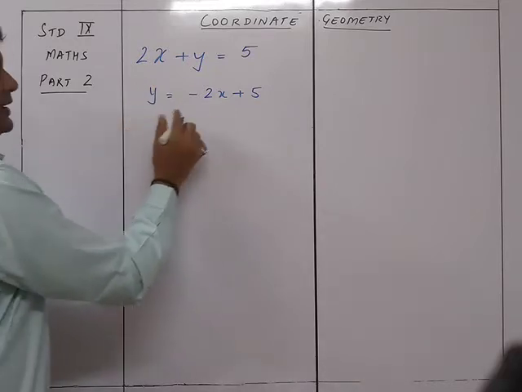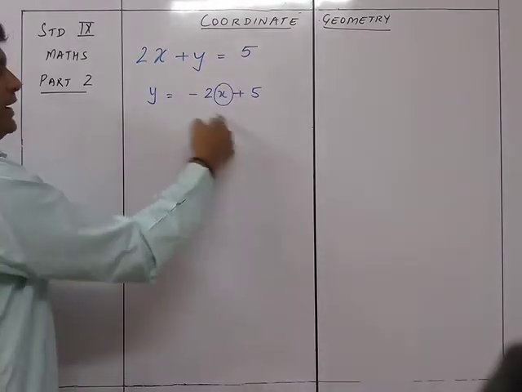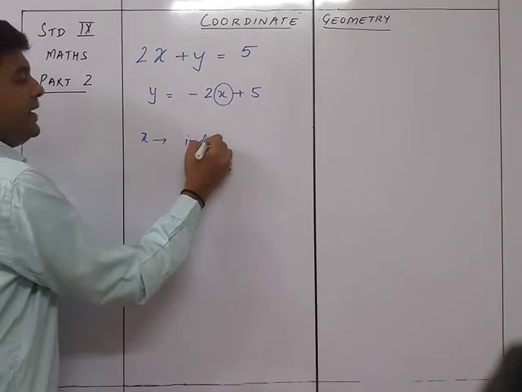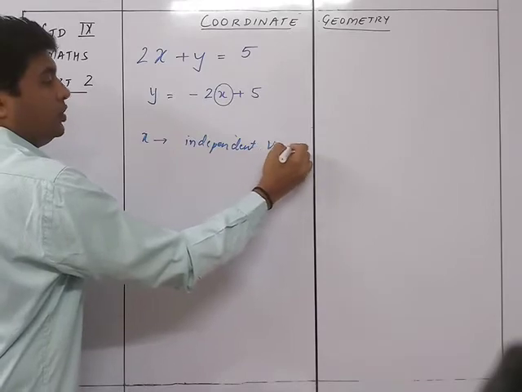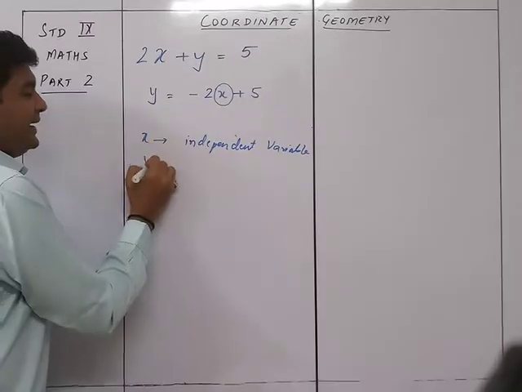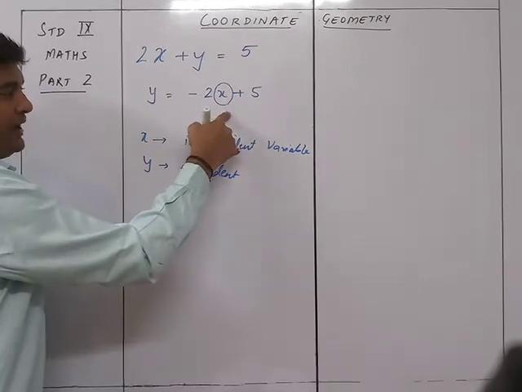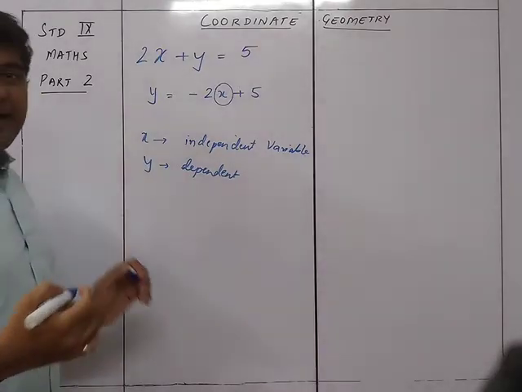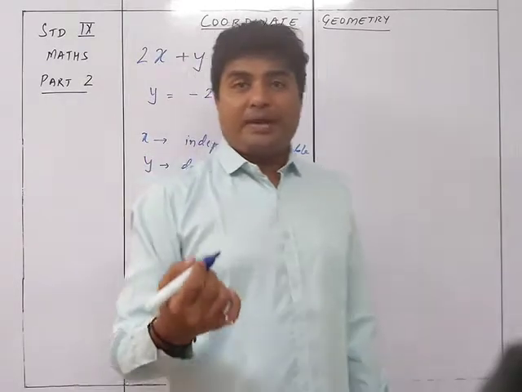Here it can be seen that the value of x is not dependent on y. That's why x is called an independent variable, a variable which is not connected to this, whereas y is dependent. Why is it dependent? Because depending upon the value of x, the value of y is going to change. So x is an independent variable whereas y is a dependent variable.